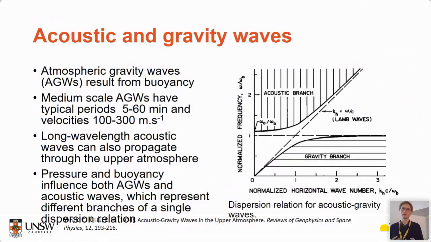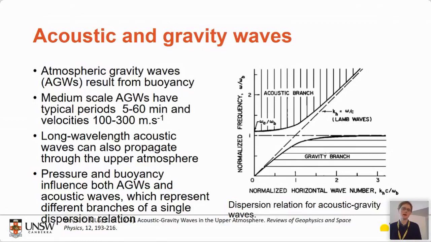Atmospheric waves can originate from the lower atmosphere. These include atmospheric gravity waves, which represent an effect of buoyancy. Typically, these have periods of 5 to 60 minutes and velocities of 100 to 300 metres per second. You can also have long wavelength acoustic waves, infrasound, propagating up from the troposphere into the thermosphere. Where frequency is similar to the buoyancy frequency, the Brunt-Väisälä frequency, you get essentially a hybrid of acoustic and gravity waves, sort of acoustic gravity waves.